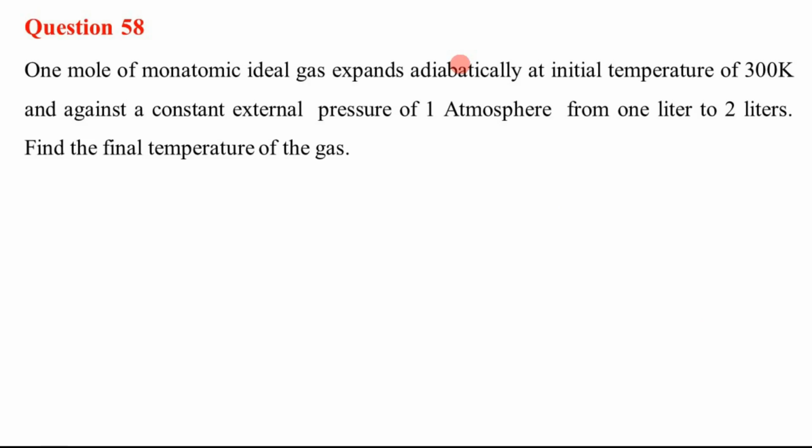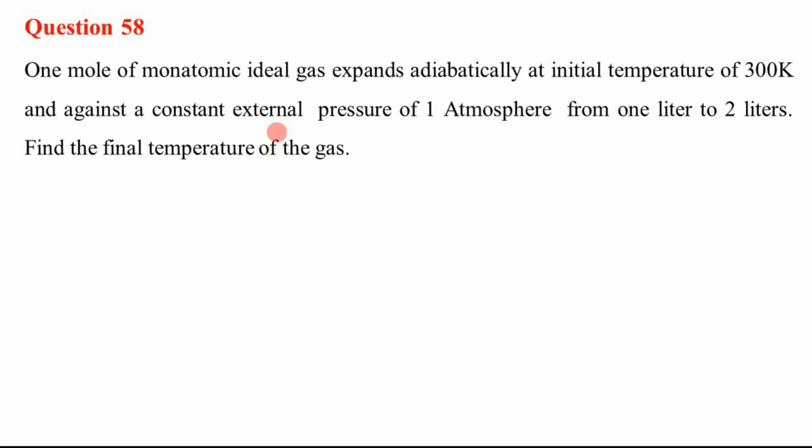Let's see question 58. Question 58 is saying we have 1 mole of monoatomic ideal gas expand adiabatically at initial temperature of this one. The initial temperature was given against a constant external pressure. I told you when you have against a constant external pressure, in this case we have irreversible process from 1 liter to 2 liter. Find the final temperature of the gas.